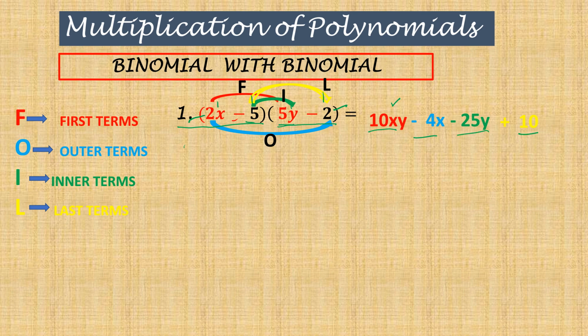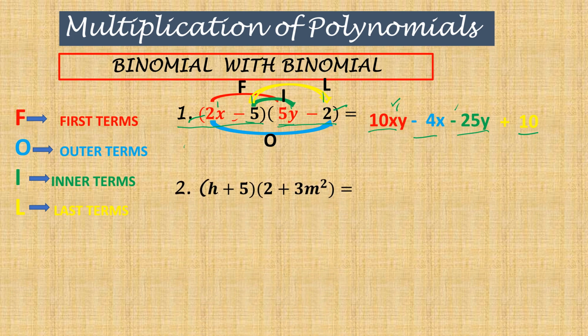And then before considering this as our final answer, let us see if there are terms that can be combined. When can we say terms can be combined, or are similar terms? If they have the same literal factors, meaning the same variable and the same exponent. So we could not add the 10xy and the 25y because they are not similar terms. So we consider that as our final answer.